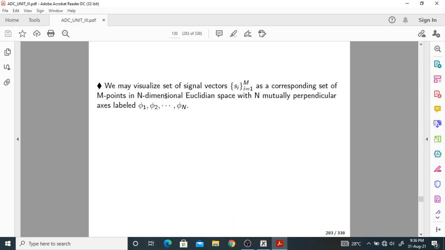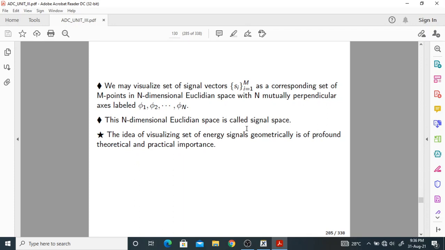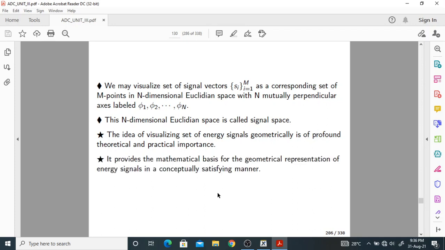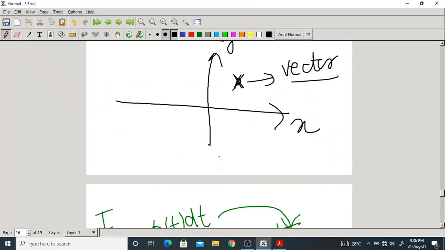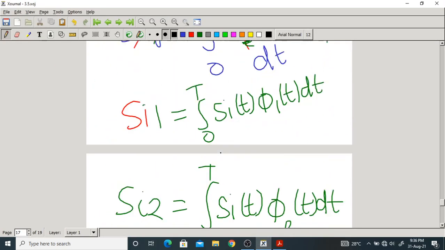Now we may visualize a set of m vectors as a set of m points in n-dimensional Euclidean space with n mutually perpendicular axes labeled phi 1, phi 2, phi n. This n-dimensional Euclidean space is called a signal space. It is very, very significant to represent these signal vectors in a space. It's very, very important.